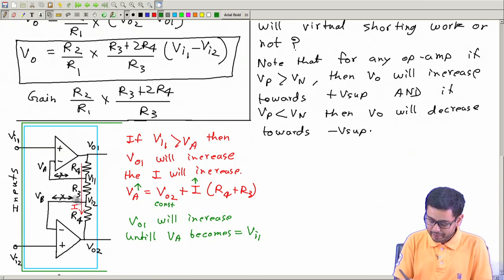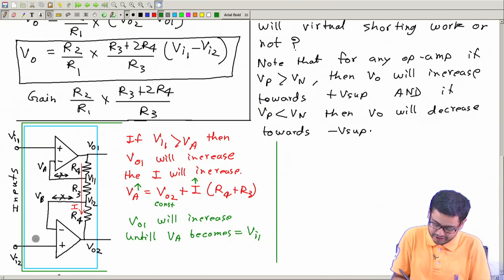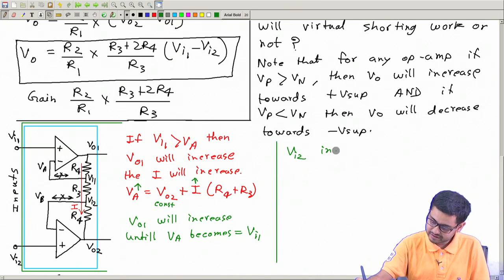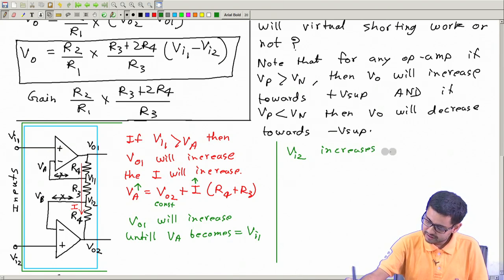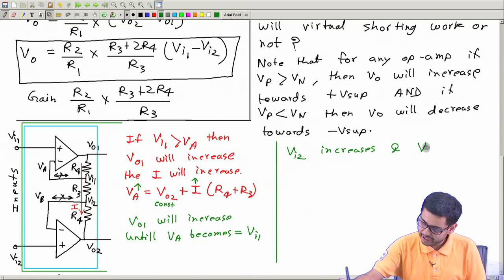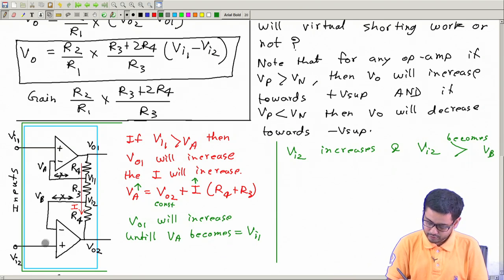Similarly, in this op amp also, you do the analysis yourself. Say if Vi2 increases, and if it goes above Vb, and Vi2 becomes greater than Vb, then what will happen?